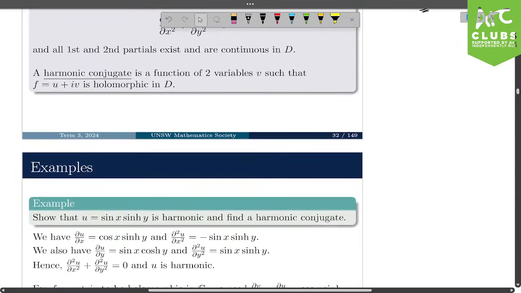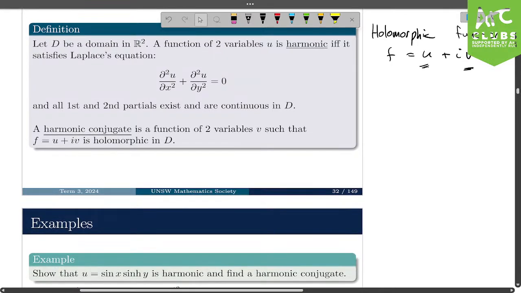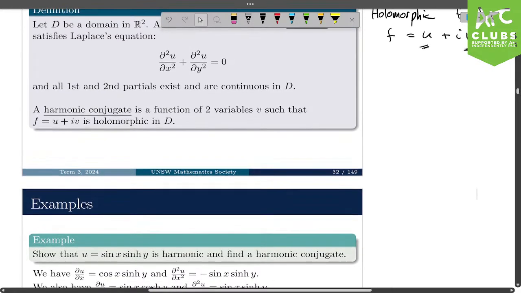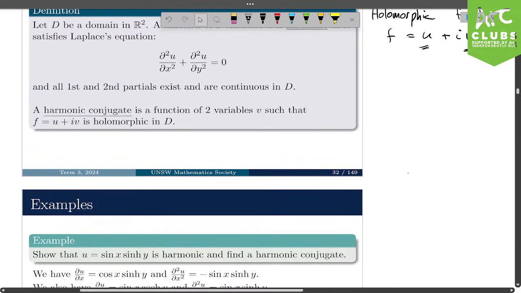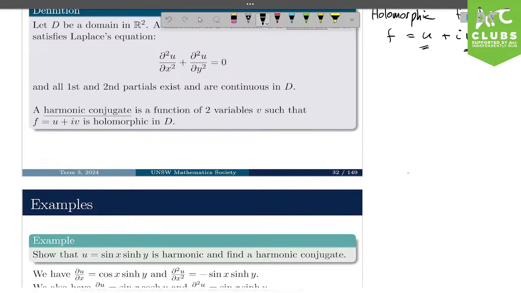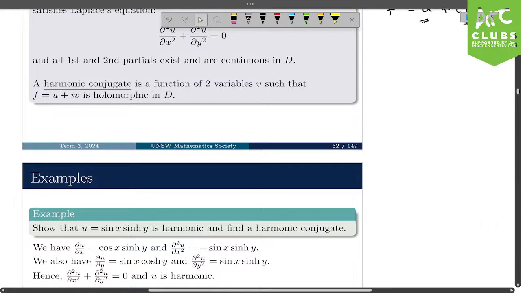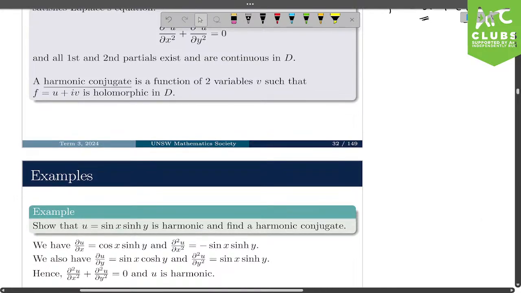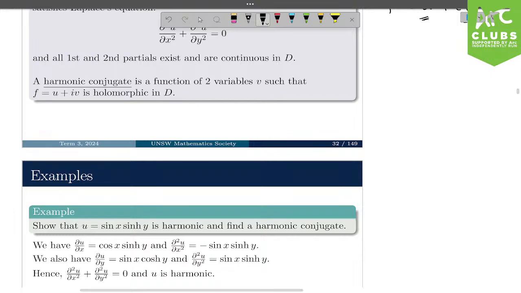So let's move on to an example. This question asks us to show that the function u equaling sine x sine y is harmonic, and to find a harmonic conjugate. Showing that it's harmonic is pretty straightforward. You find the second derivative of u with respect to x, and the second derivative of u with respect to y. Add these two together, and you get 0, which means that u is harmonic.